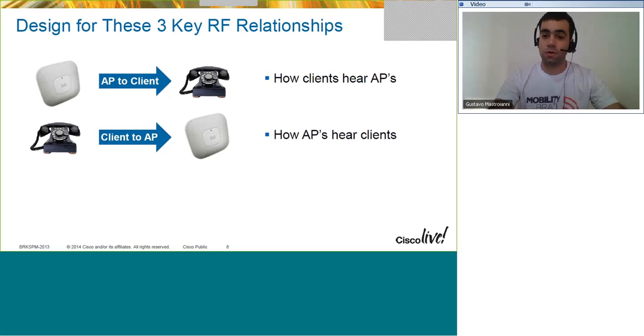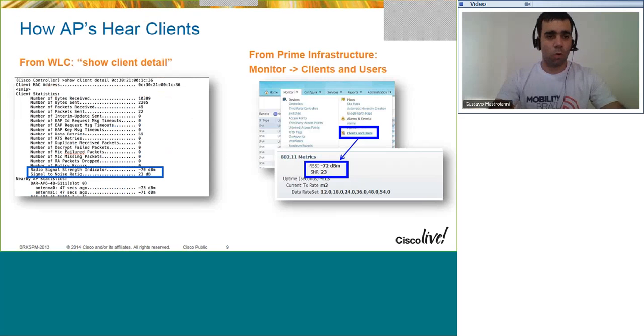The other way, we also need to know how the APs hear the clients. So it's not a one-way transmission. The AP is transmitting to the client, and the client is transmitting to the AP. So it's a two-way communication. And so we also need to know how the APs hear the client when it's transmitting. One way to check that is going on a controller and checking the RSSI for each client, or you can go to a management system, for example, Prime Infrastructure, that has the same kind of information.